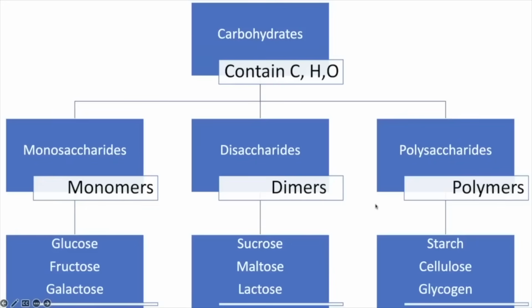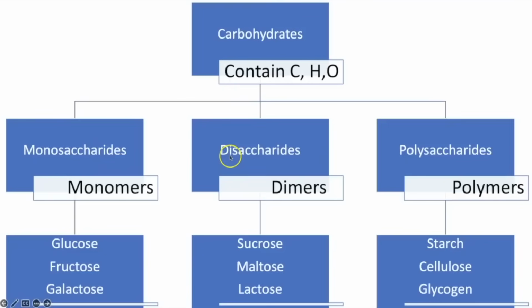So if we have a look at the carbohydrates first, this is showing you an overview of all the carbohydrates that you need to know about. We already said that carbohydrates contain carbon, hydrogen and oxygen. And we can split them into monosaccharides, disaccharides and polysaccharides. Mono meaning one, saccharide is sugar, so it's just one sugar unit. And that would be your glucose, fructose and galactose. And glucose is the main one that you learn about.